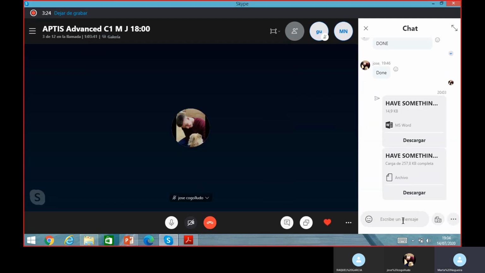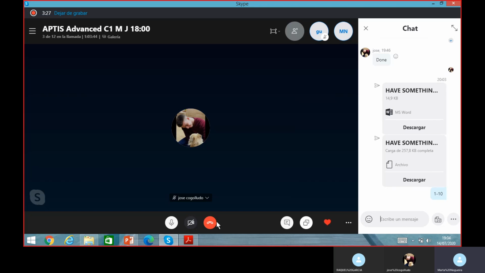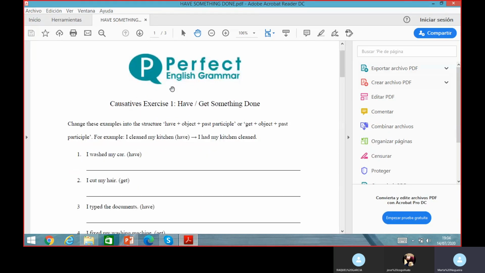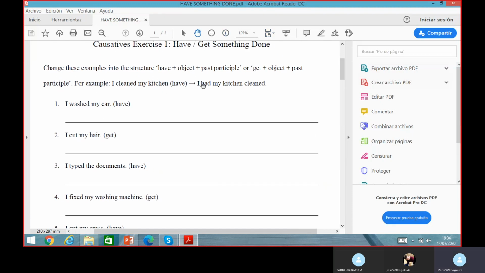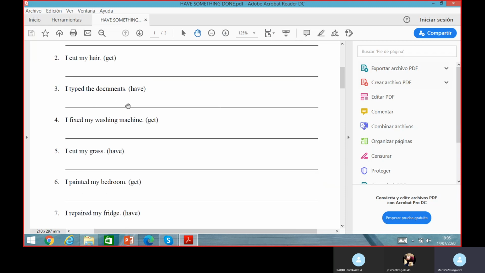So just the first 10, from 1 to 10. What do you have to do to practice this structure? You have: I cleaned my kitchen. I had my kitchen cleaned. Okay. In this case, they want you to practice with have or get. Ya sabemos que get se utiliza normalmente más en americano y es más informal. So if you are told get, you use get instead of have. Okay. If it tells you here get, you say I got my kitchen cleaned. This is the same, but with the other verb. So just from 1 to 10, that's it.